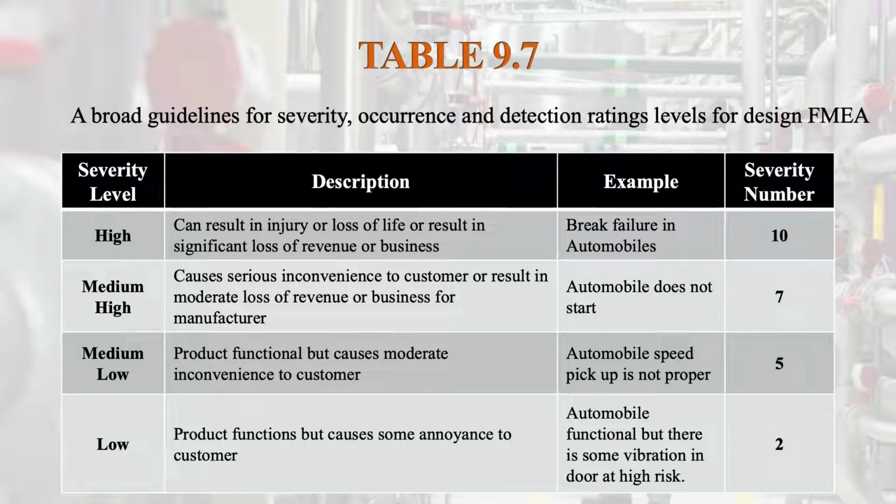It is also given in the unit. You can read it, you can understand very well. For example, here you can see that if the severity number is 10, then the severity level will be high. For example, the brake failure occurrence in an automobile. If it means brake failure, there is a high risk.